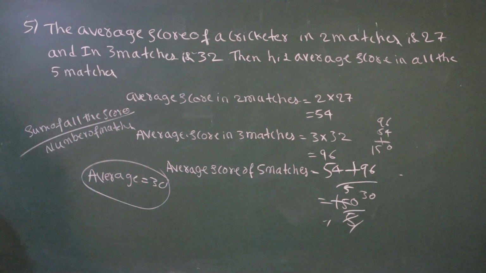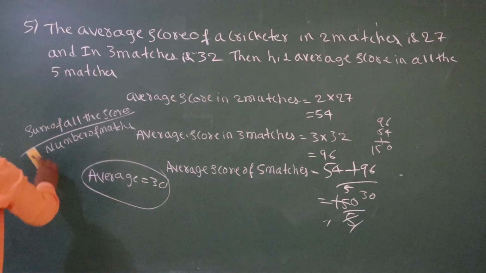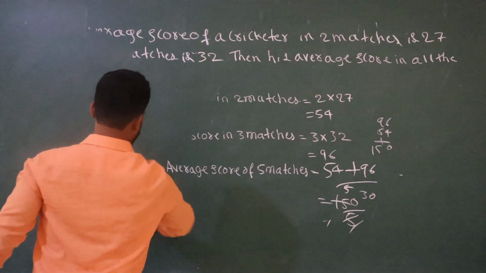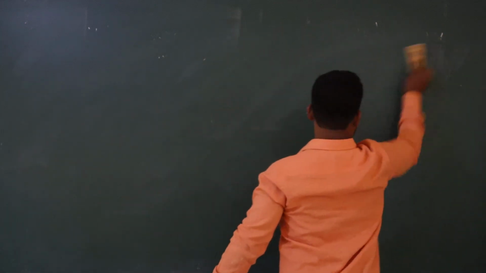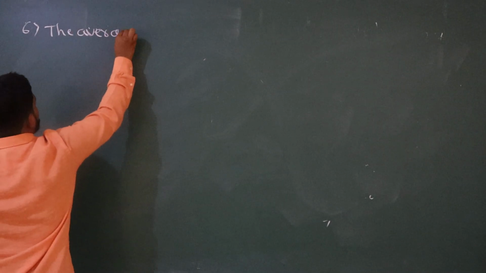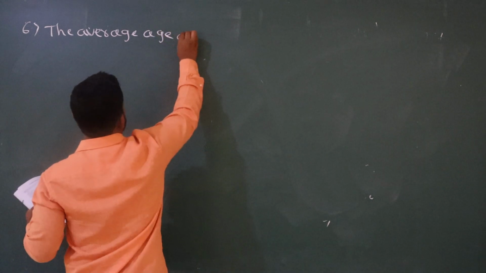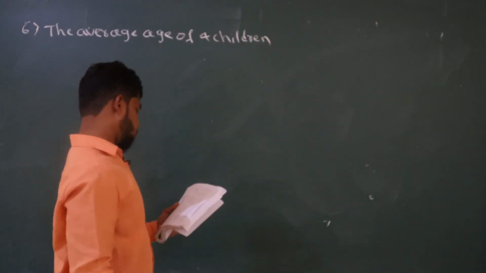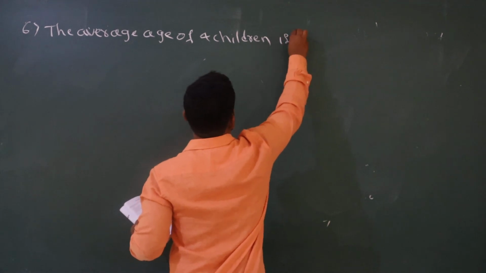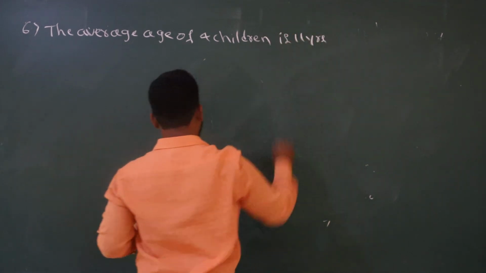Look at the sixth one. The average age of 4 children is 11 years.